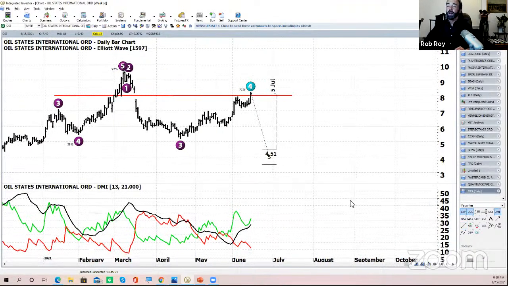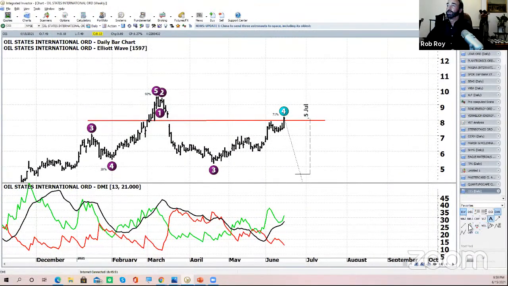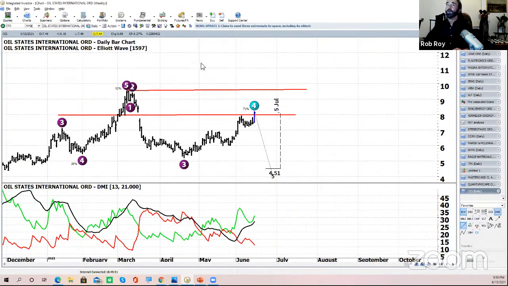If we look at the DMI, that's telling us that the likelihood is we continue higher. In fact, the DMI is so strong right now, it looks like we're going to come up and test these highs and then see what happens at that point in time. But right now, it looks like at least the double top formation is coming out of OIS.